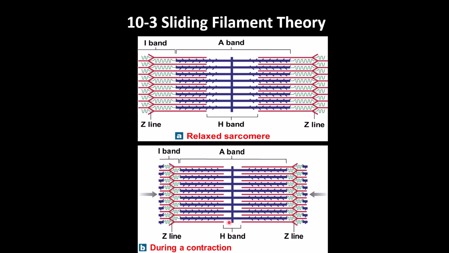and in that case the H band width decreases. Also the I band decreases here, but the A band size remains the same, and the zone of overlap width increases. So the I band decreases, the H band decreases, the zone of overlap increases, but the A band will remain the same.